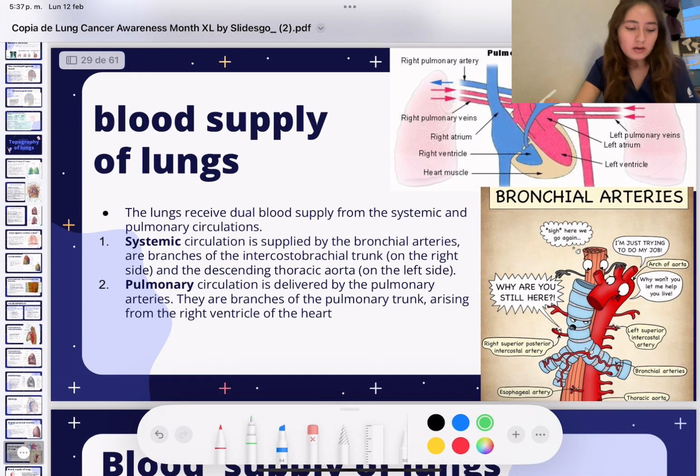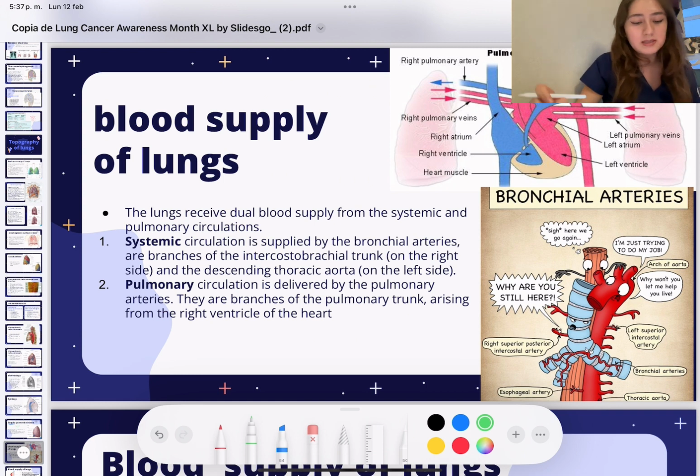Blood supply of the lungs. The lungs receive dual blood supply from the systemic and pulmonary circulations. Systemic circulation is supplied by the bronchial arteries and branches of the intercostal trunk on the right side, and on the left side from the descending thoracic aorta. Pulmonary circulation is delivered by the pulmonary arteries. They are branches of the pulmonary trunk arising from the right ventricle of the heart.